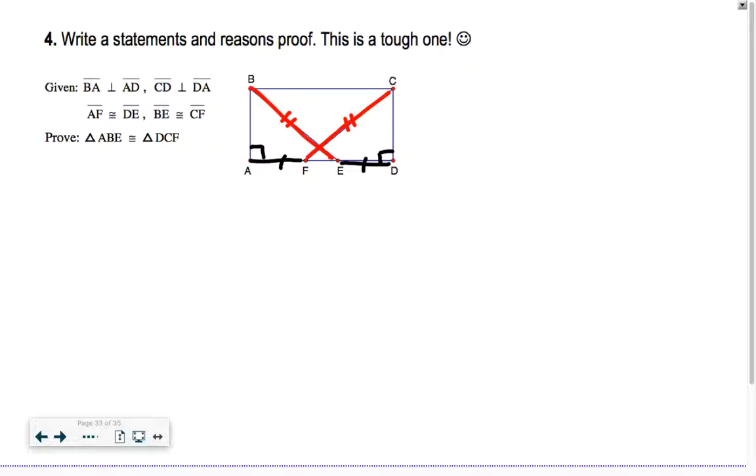Okay, how do you think we're going to get triangle ABE is congruent to triangle DCF? Any ideas? We have to use this little tiny piece right here, this FE. Do you think we could say that AE and FD are congruent?